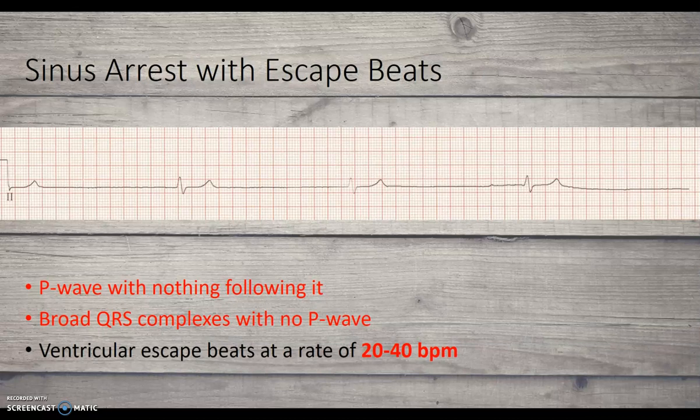This is a sinus arrest with escape beats. So you can see a P wave happens and nothing follows it. Or you may have a broad QRS complex but no P wave. This can happen at a rate of 20 to 40 beats per minute. So it's not like a true heartbeat. It's just these random beats happening.